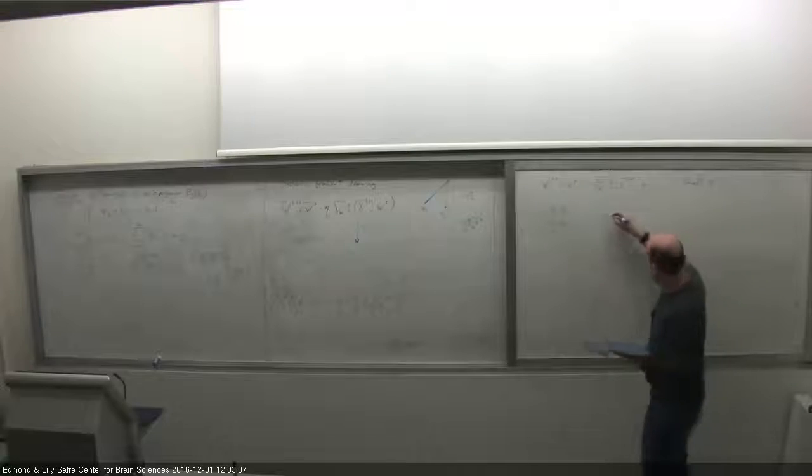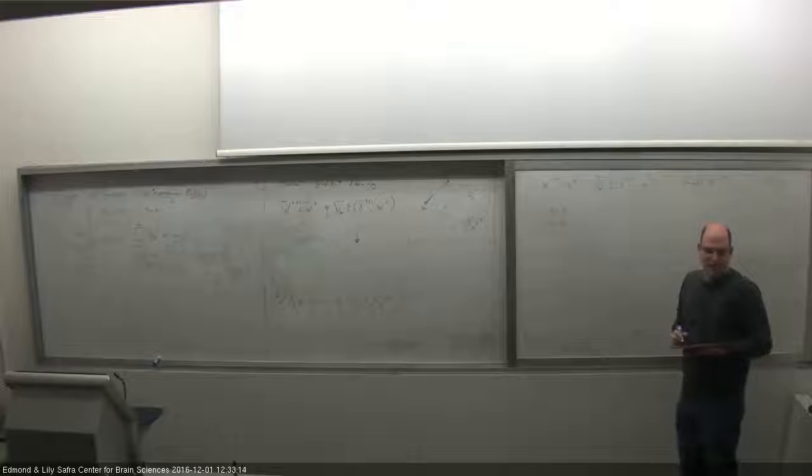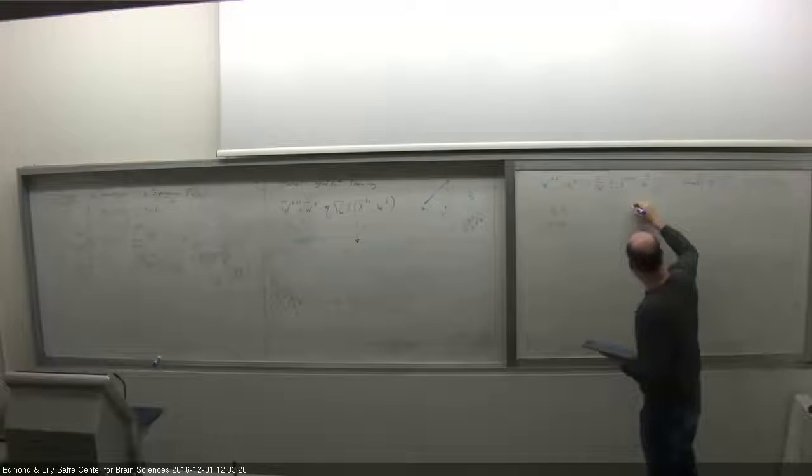Okay? In the second version, I'm going to do something a little bit different. I'm going to actually perform m steps of this algorithm, but I'll make them m times smaller. So I'll choose eta to be.